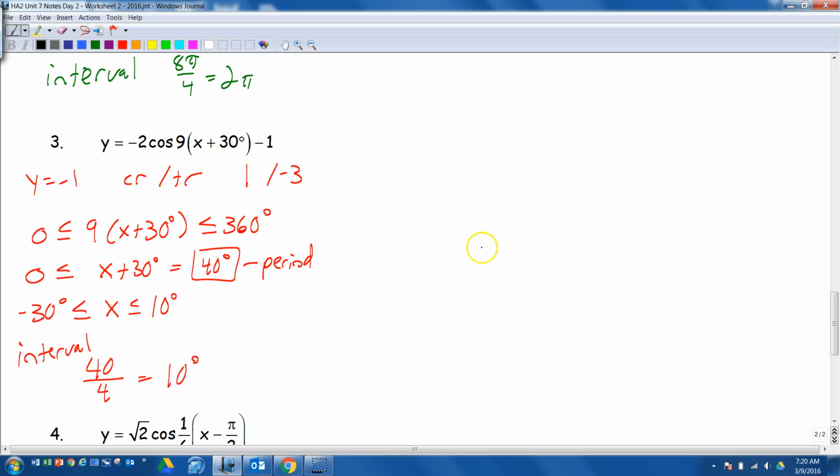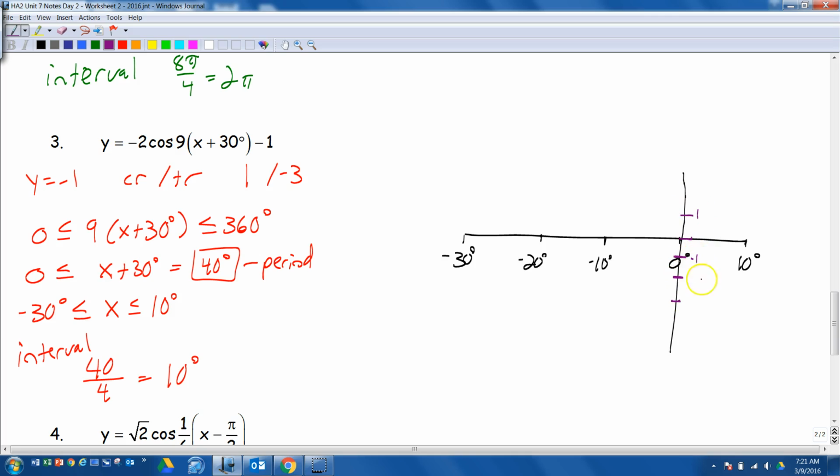So here we go. I have negative 30, I have 10 degrees. Make sure you put degrees on there because radians can be numbers too, and it implies it's radians if you don't have the degree symbol. So negative 20 degrees, negative 10 degrees, 0 degrees, and 10 degrees. So here's the axes. We're going up 1, 0, negative 1, negative 2, negative 3. So 1, negative 1, negative 3. And that'll determine the box. So the box goes here.